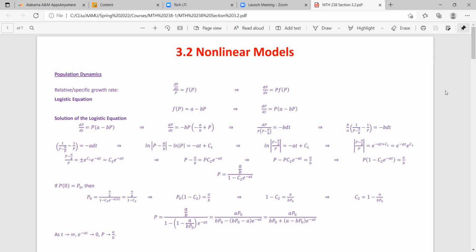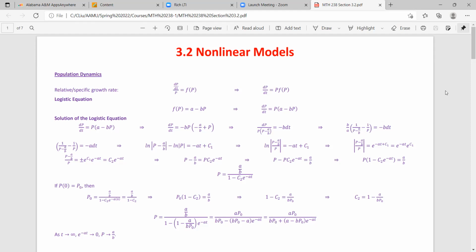So then if we want to get rid of the absolute value sign on the left, you have to put a plus or minus on the right-hand side. Okay, so you end up with two situations: p minus a over b over p equals plus or minus e to the c1 times e to the negative at. But at the end, in any real-world initial value problem, you only get either positive or negative. So we can call this arbitrary constant C2.